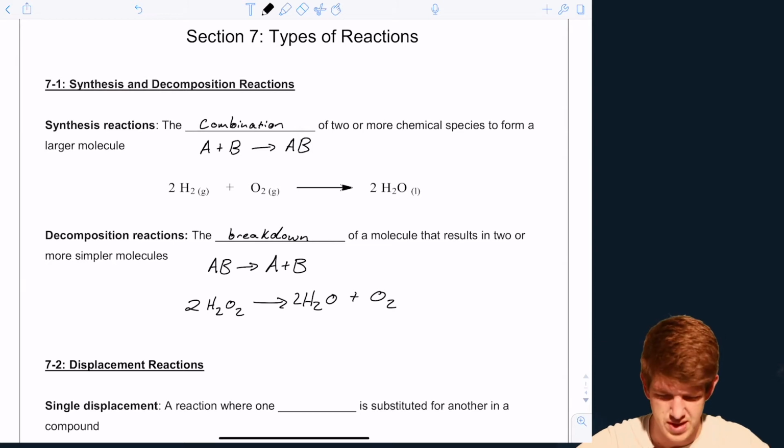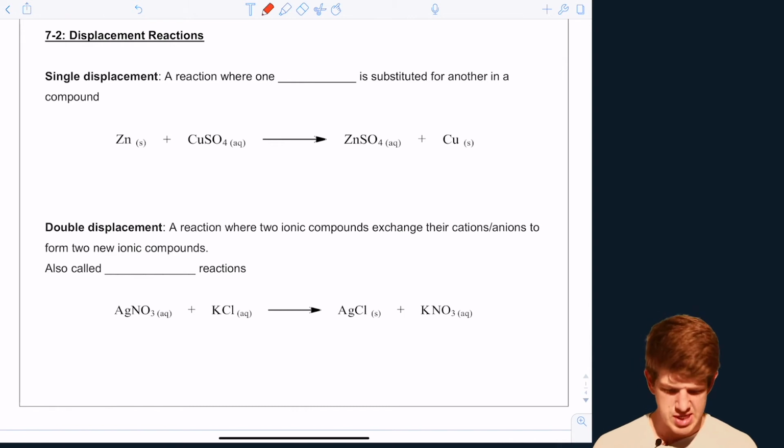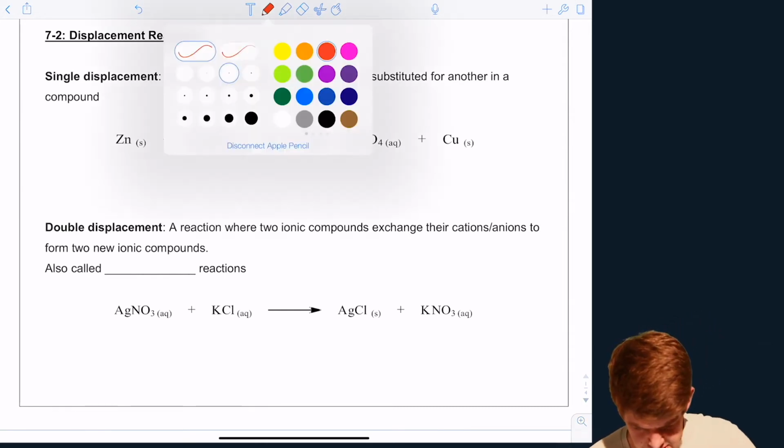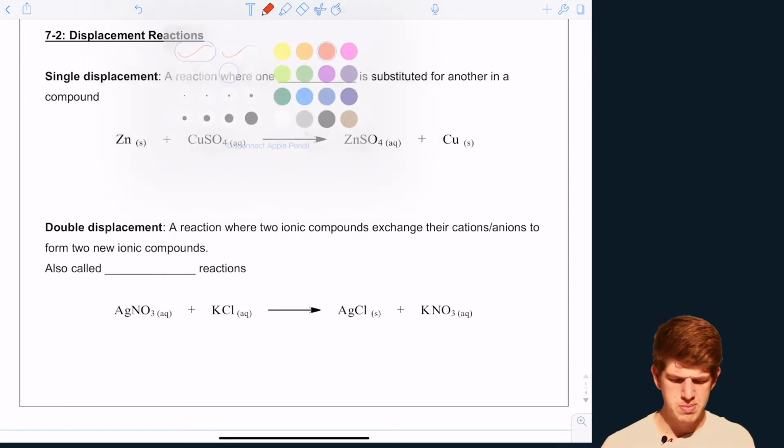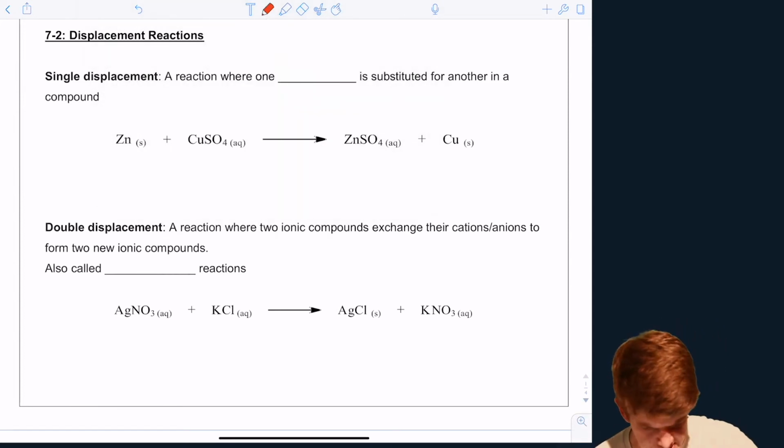Now we get into a little bit more of the complicated ones. So now let's talk about displacement reactions. There are two types: single displacement reactions and double displacement reactions. Single displacement reactions are a little bit more straightforward and you can't ask as much about them. So we'll just go a little bit into single displacement before we get to the double displacement.